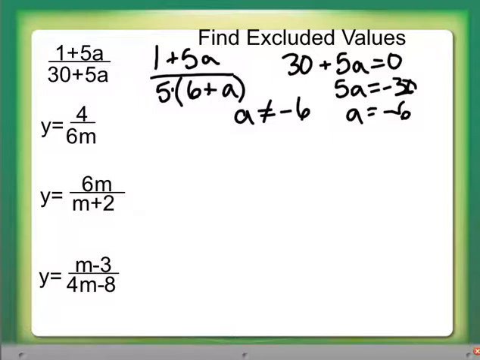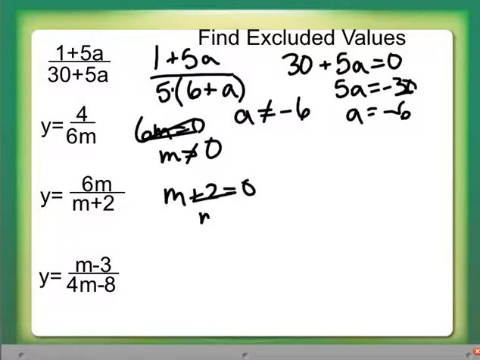For the second one, y equals 4 over 6m. Well, in this case, 6m can't equal 0, so m must not equal 0. Alright, and then m plus 2, so m plus 2 equals 0, so m can't equal negative 2. That would be our excluded value. And lastly, doing that calculation, m cannot be 2. That would be our excluded value.